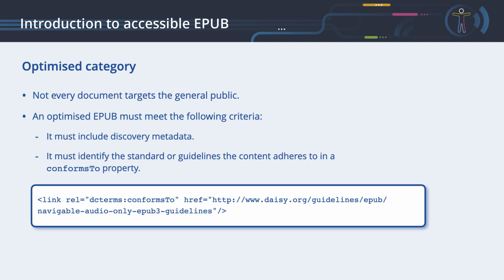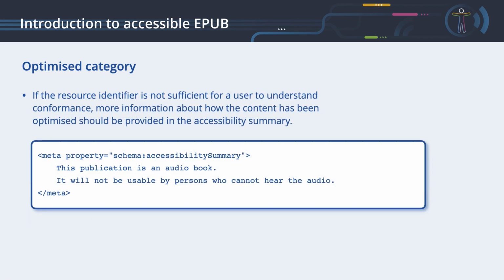An optimized EPUB must meet the following criteria. It must include discovery metadata. It must identify the standard or guidelines the content adheres to in a conforms to property. The value of this property must be an internationalized resource identifier that references the standard or guidelines it follows. If the resource identifier is not sufficient for a user to understand conformance, for example, if the guidelines are not publicly available, more information about how the content has been optimized should be provided in the accessibility summary.